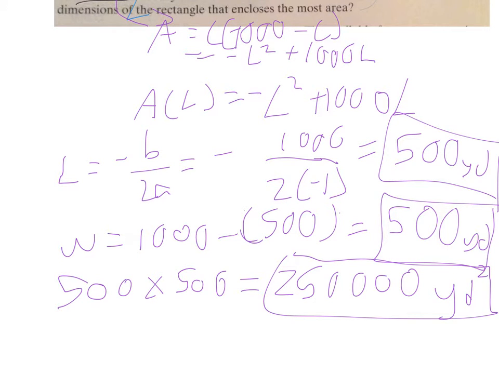Alright, so the width, you plug it into that formula for W that we had, the 1000 minus the length, and that gives you the width, would also be 500. So, the maximum area would just be 500 times 500, which would be 250,000 square yards. And whenever you have a problem like this, where it's maximizing the area of a rectangle given the perimeter, your answer will always be a square. Just keep that in mind.